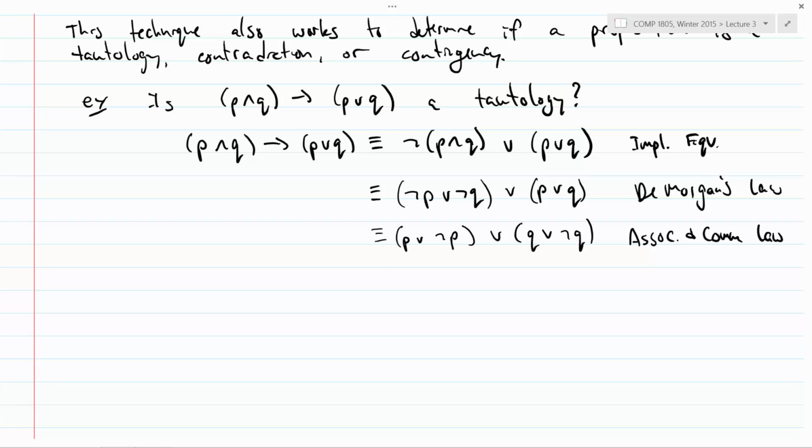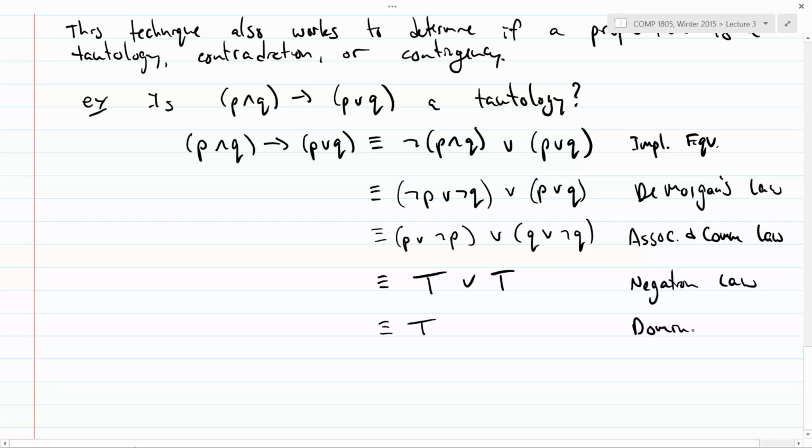Now we have P or not P, and I know that that's true, and that's by the negation law. And we have Q or not Q, and that's also true by the negation law. So really this is the negation law twice. And now I have true or something, and that's true by the domination law. So this original proposition is logically equivalent to true, which means it's a tautology.